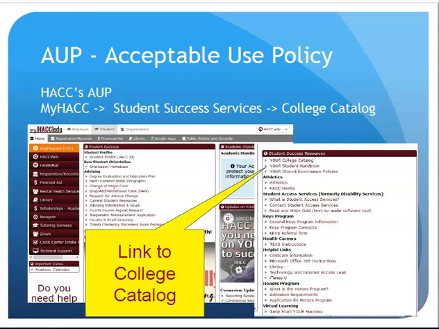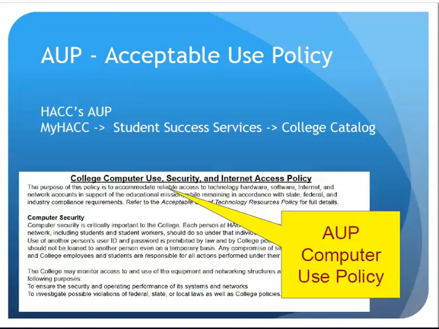I'm pointing out here that as a Hack student, and for that matter a Hack employee, this applies to me as well. There is an acceptable use policy in the college catalog. If you go to My Hack, over to the student success area, and look at the college catalog, they actually have a policy on college computer use, security, internet policy, etc. It's pretty lenient because we are an education facility. There are lots of things we should be able to research to learn, but it also indicates what you are allowed and not allowed to do on the college resources.